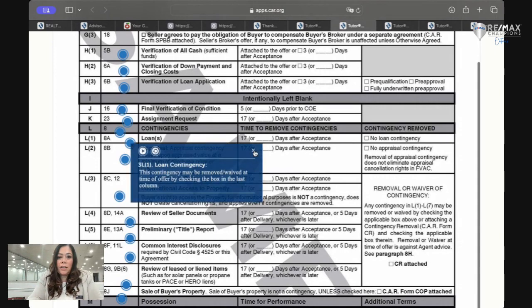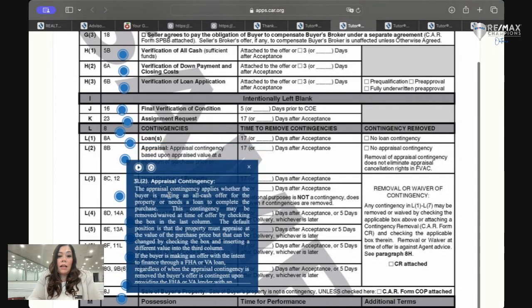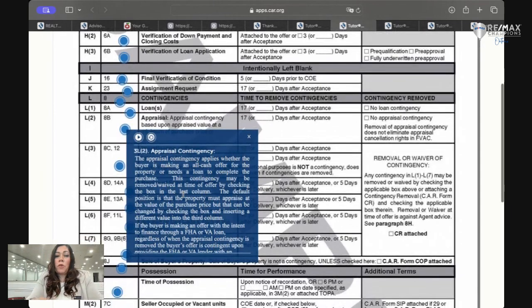And appraisal contingency, same thing. The appraisal contingency applies whether the buyer is making an all-cash offer for the property or needs a loan. So don't assume, oh, it's cash, there's no appraisal. They still have to send you a contingency removal if it's all cash, because sometimes buyers want to verify the value that they are paying cash for. So make sure you're aware of that.